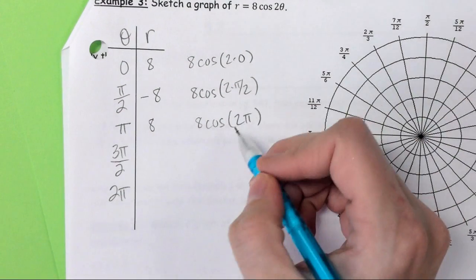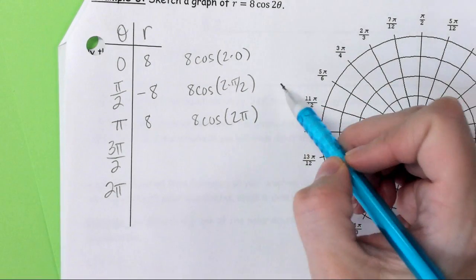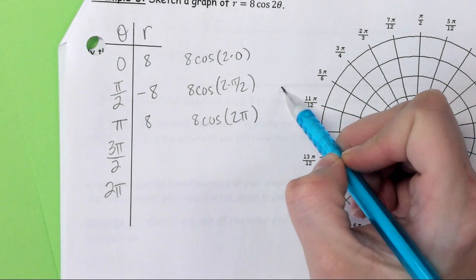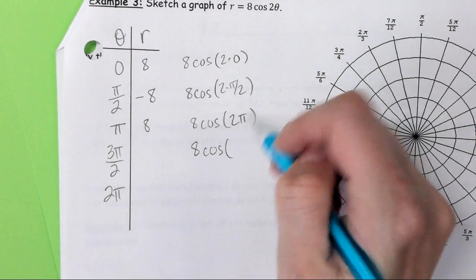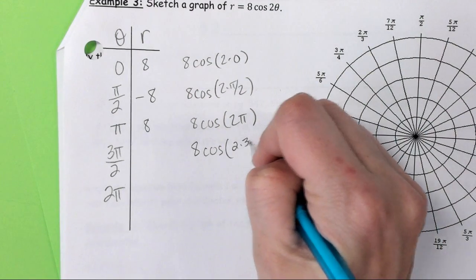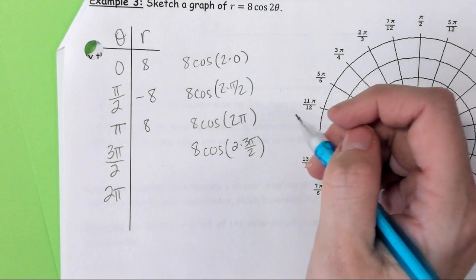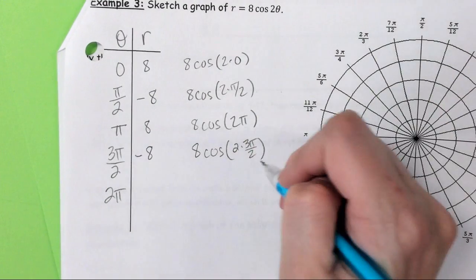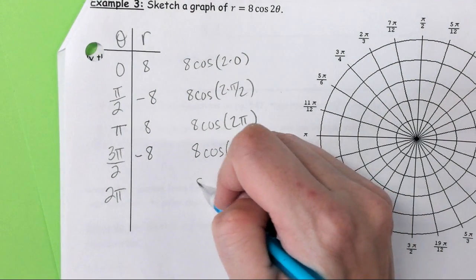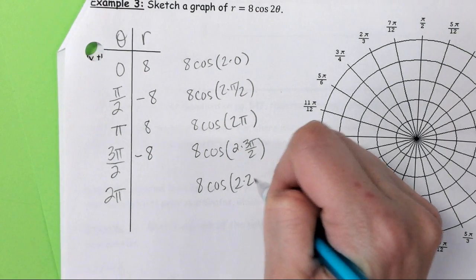So can you guys see what's happening here? It's going to start going back and forth. Okay, so it's 0, pi, and then 2 pi. Our next one is going to be, what's going to happen when you do 2 times 3 pi over 2? Yeah, 3 pi. So then that's going to be -8. And then we're going to go to 4 pi.